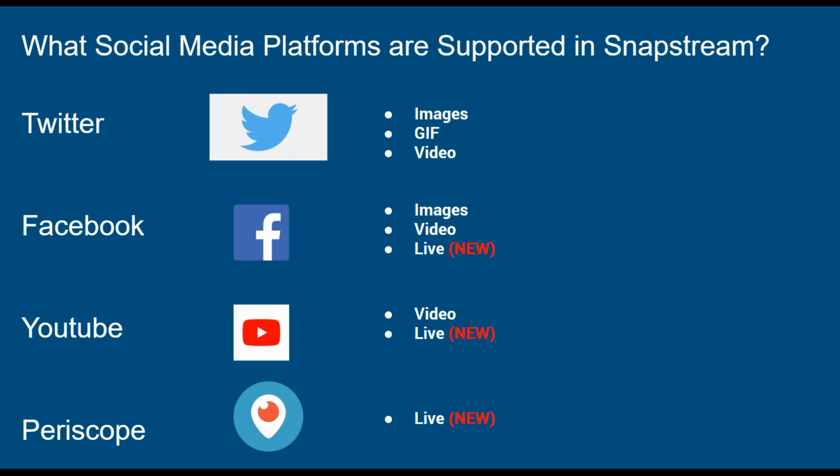What social media platforms are supported in SnapStream? Twitter, Facebook, YouTube, and Periscope. And we actually in 9.1 added live features to these as well. And so what we're going to talk about just really quickly is how to post a Twitter image.